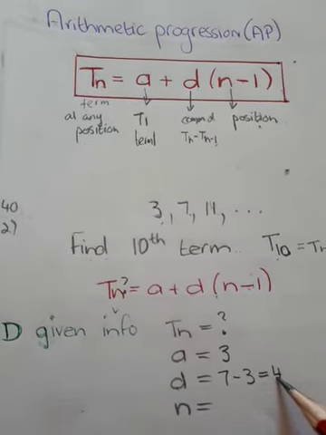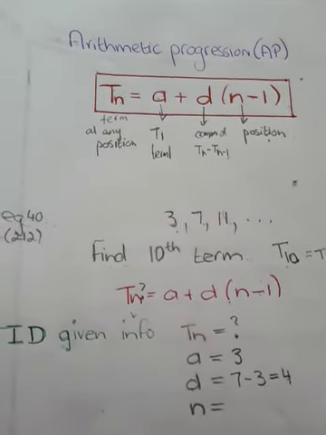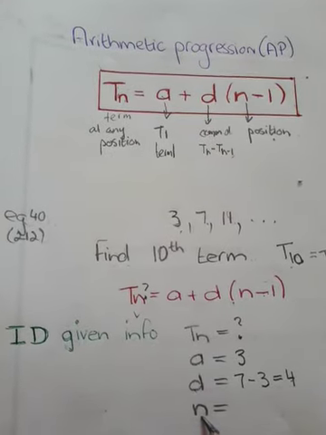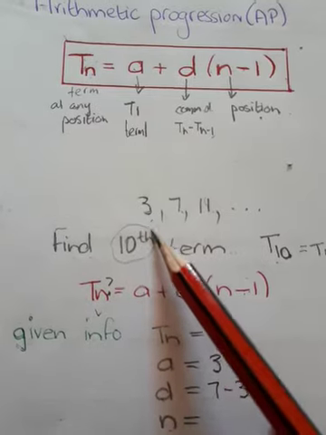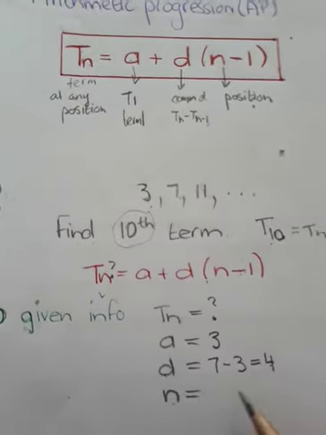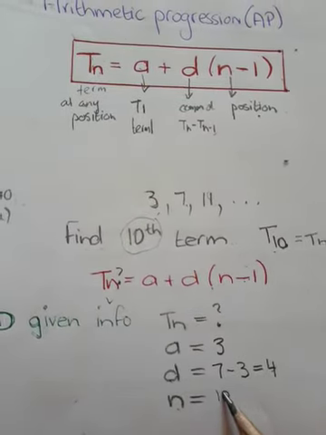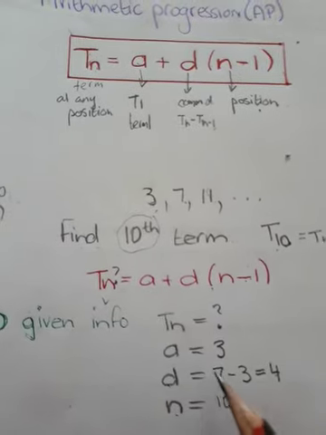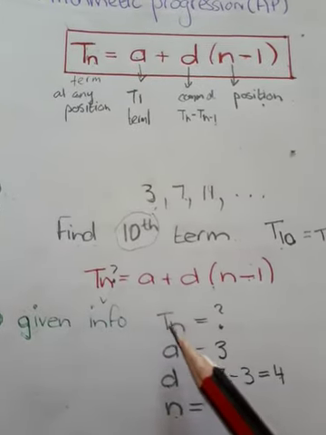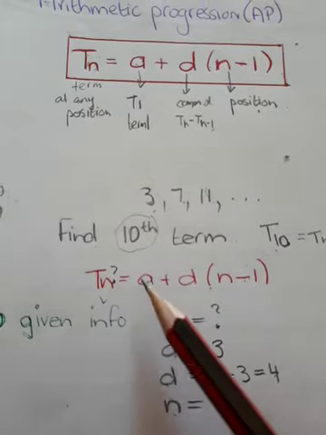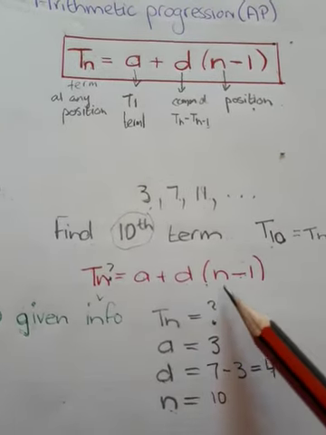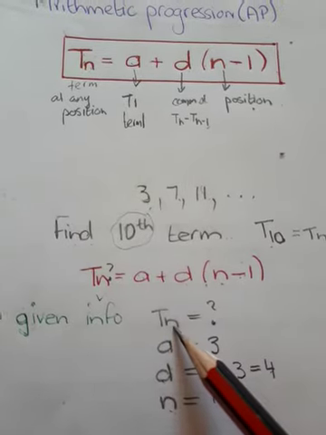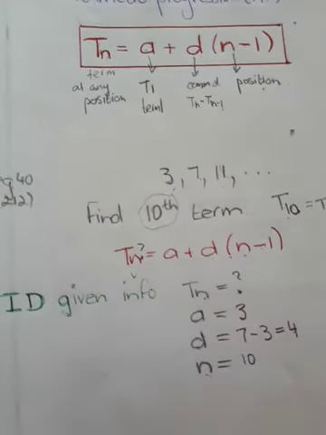Remember, that must be a constant value. And then N stands for the position. So they are asking you to calculate the 10th position. So the value of N is 10. Now if you look at your formula, you can actually substitute the A, you can substitute the D, and you can substitute the N. And with that, you can calculate Tn.